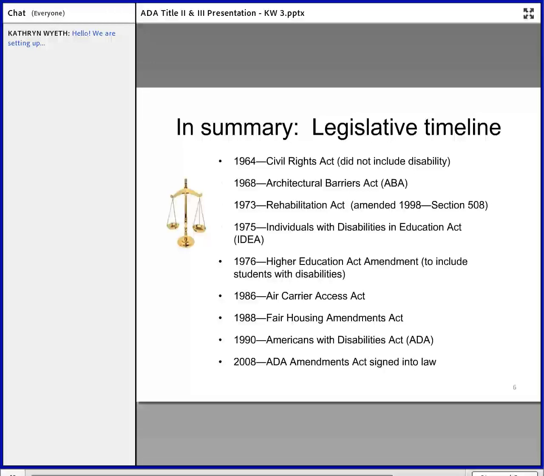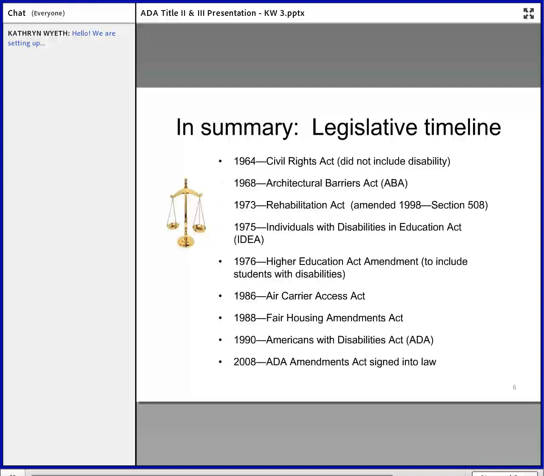And then 1973, the Rehabilitation Act came into effect, and that really was a legal mandate for federal governments to not discriminate against people with disabilities. So the federal government really has had a legal mandate to provide accessibility much longer than private businesses and state and local government entities. And then in 1975, the Individuals with Disabilities Education Act, which deals with individual students in the school setting getting a free, appropriate public education.